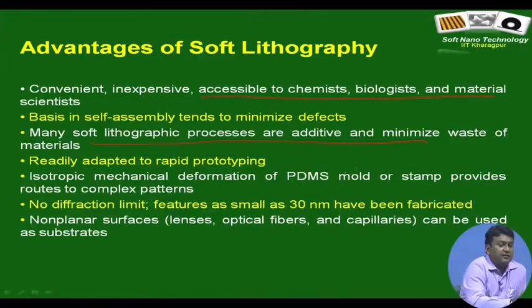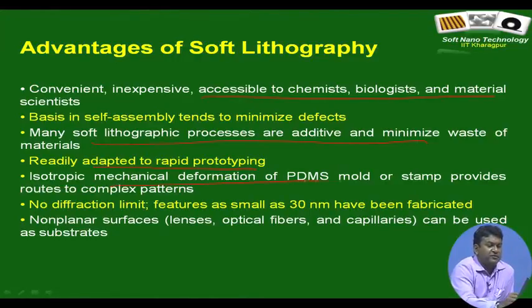Photolithography, unfortunately, you can't do that. You really need to have at least basic minimum facilities even to create some lines with, let us say, 5 micron line width or something like that. Soft lithography processes are additive and therefore minimize the waste of materials, and are readily adaptable for rapid prototyping. Isotropic mechanical deformation of PDMS provides routes for complex patterns.